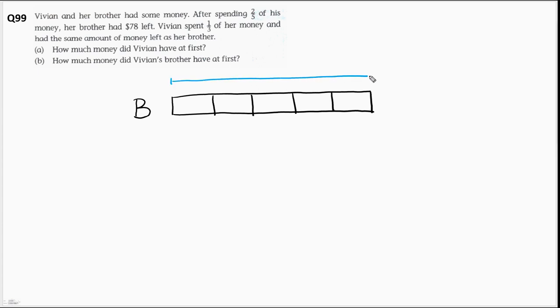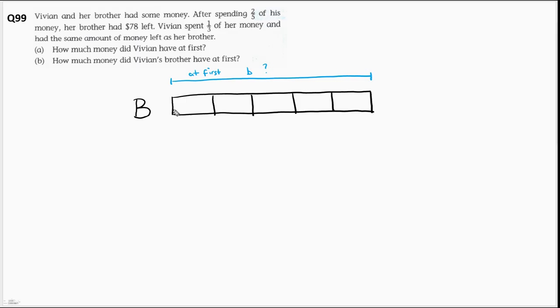So this is B. Okay, that's a question. That's how much he had at first. Let's just take that bit away. Okay, so that's question B.